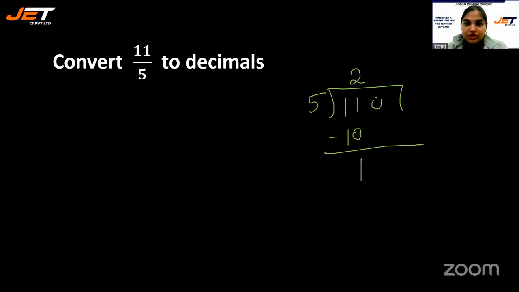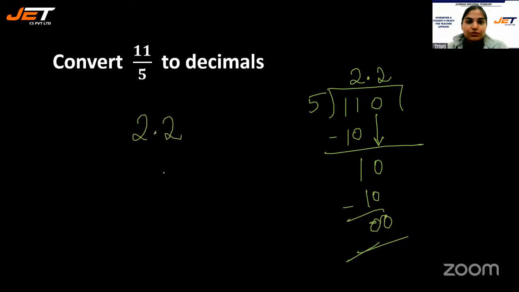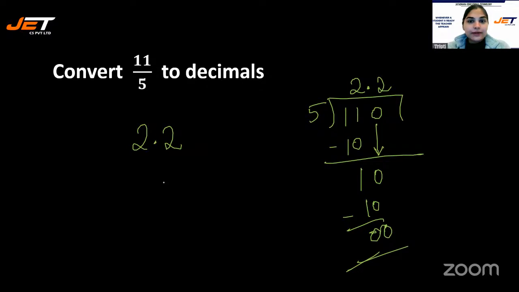So I'll put an extra 0 and put a decimal here. As soon as you put an extra 0, you have to put a decimal on top. So now 5 times 2 is 10. So my answer is 2.2. 2.2 is the answer.